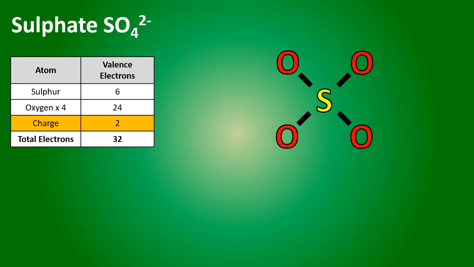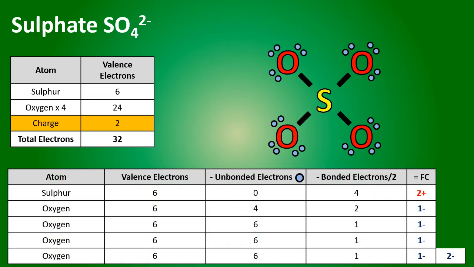So the remaining electrons need to go in, and they need to be shared equally among the remaining atoms. So we've got 24 electrons to put in. So let's have a quick look.